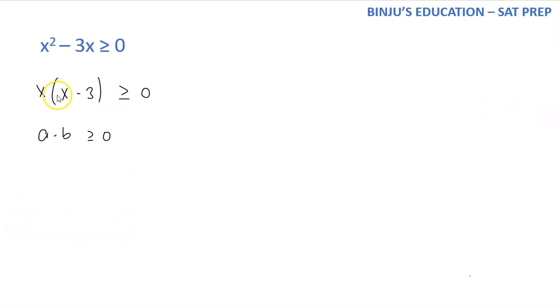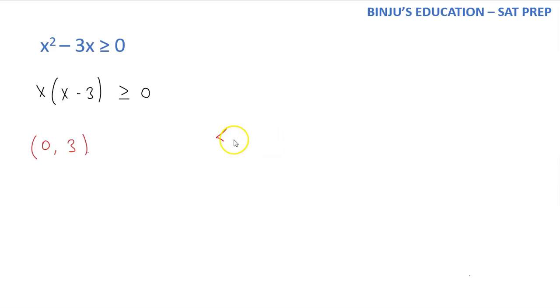So let's first calculate the critical point. So if you have x into x minus 3 greater than or equal to 0, so your critical point will be 0 and 3. Don't just write 3, it's 0 as well as 3, because when you're going to put x is equal to 0, so 0 into 0 minus 3 will also be equal to 0. Okay, so I have two critical points, that is 0 and 3.